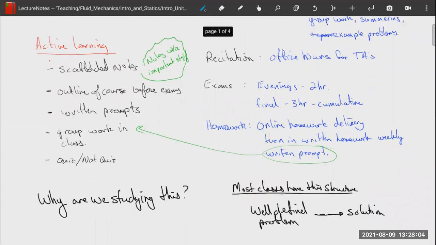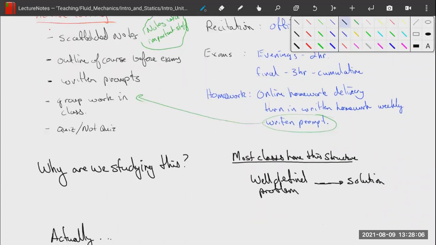Cool. So that's active learning. Those are all the steps I'm taking. If you have any ideas about how to improve any of these things or add things to this list, I'm very happy to learn about them.